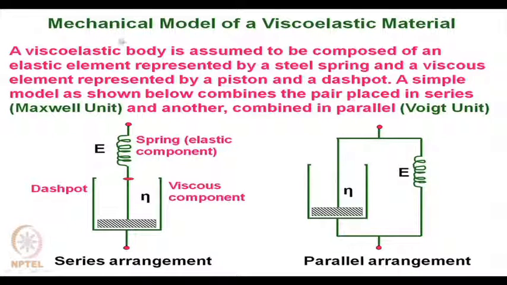And that viscoelastic phenomena can be explained with the help of mechanical models. One is the Maxwell model, another is the Voigt model. This is the Maxwell model, where the elastic component is represented by a spring, and the viscous component is represented by a dashpot. Okay.